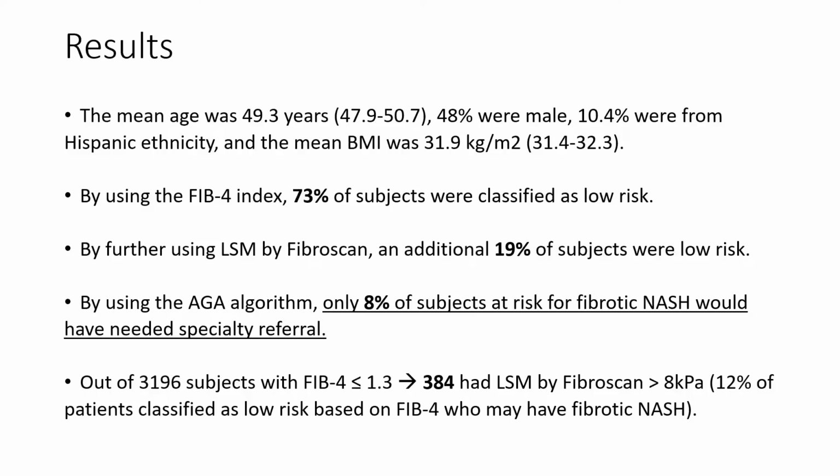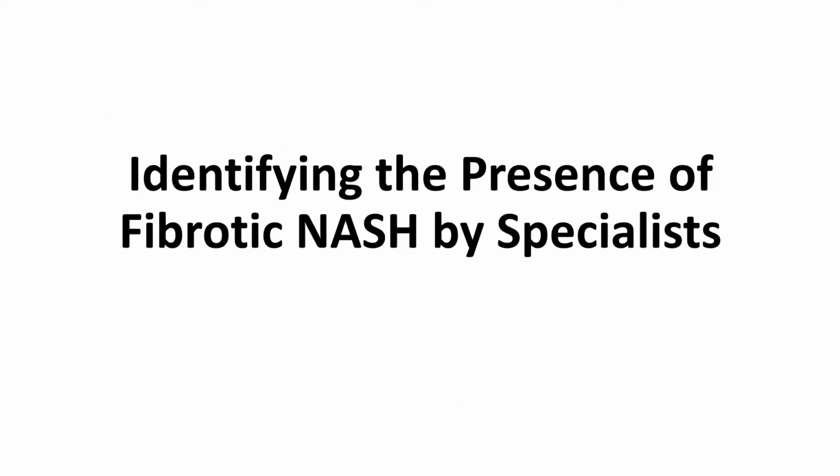Of course, FIB4 is not perfect. Fibroscan is not perfect. So when we looked at the subjects with FIB4 less than 1.3, we found that 12% had Fibroscan more than 8 kPa, indicating that they may have more advanced disease that was missed by the FIB4 index.